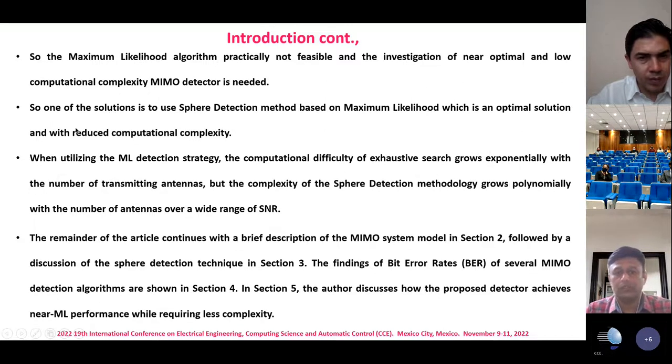Coming to sphere detection, which we have used in our research work, this is again based on the traditional maximum likelihood algorithm. In ML detection, the computational difficulty of the exhaustive search grows exponentially, whereas with sphere detection it grows polynomially. That is the difference between maximum likelihood and the sphere detection method. In the following sections, we'll discuss the MIMO system model, the mathematical expressions used in the research work, and the findings in terms of bit error rate. And finally, we'll discuss the conclusion.